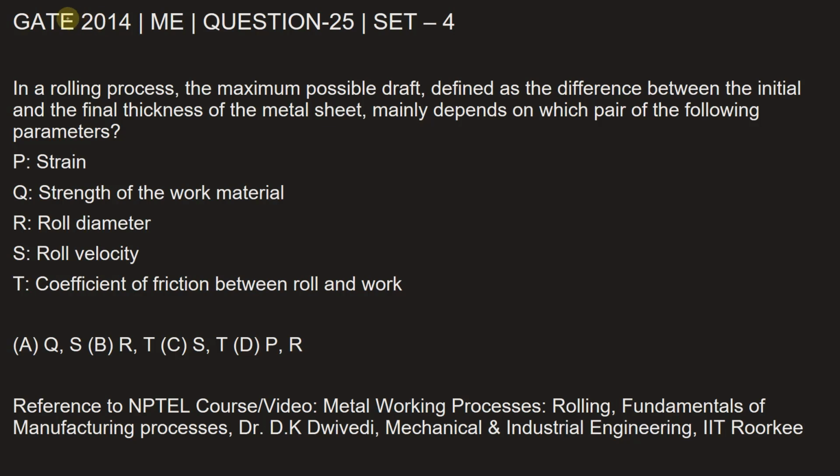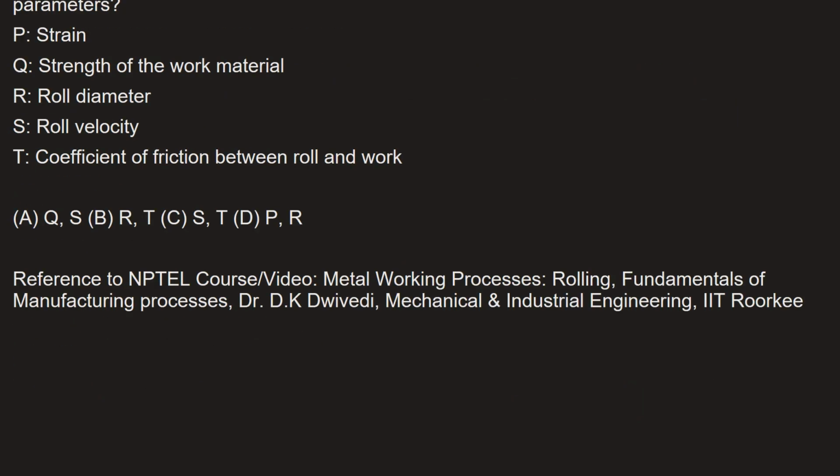This question is from GATE 2014 Mechanical Engineering paper set 4, question number 25. In a rolling process, the maximum possible draft, defined as the difference between initial and final thickness of the metal sheet, mainly depends on which pair of the following parameters: P, strain; Q, strength of work material; R, roll diameter; S, roll velocity; and T, coefficient of friction between roll and work. Let's see what it is.